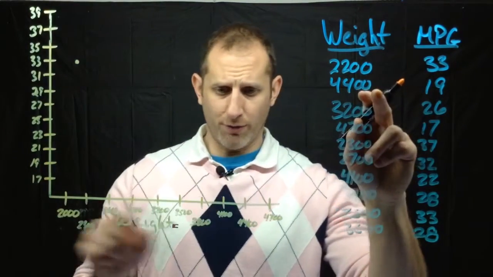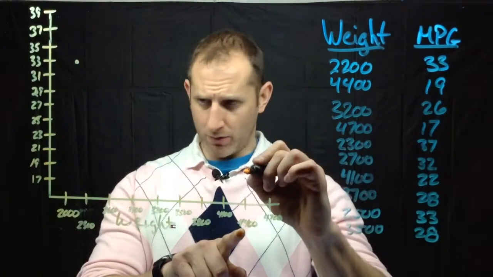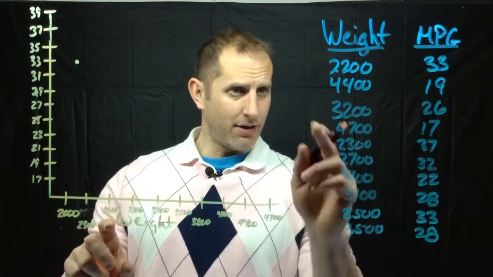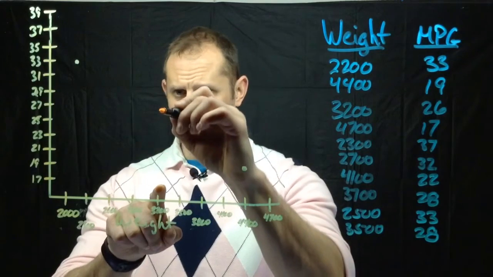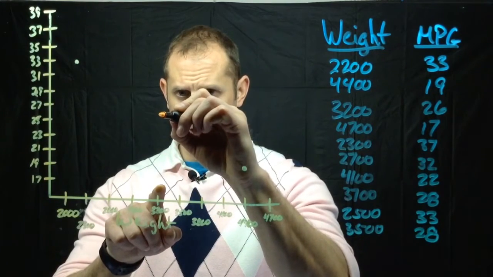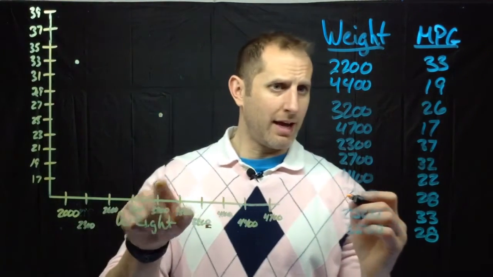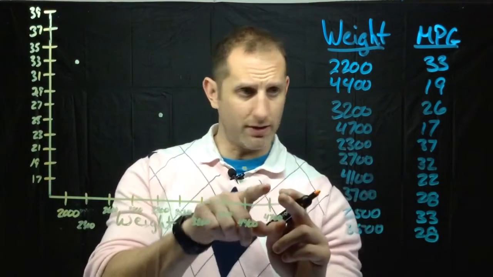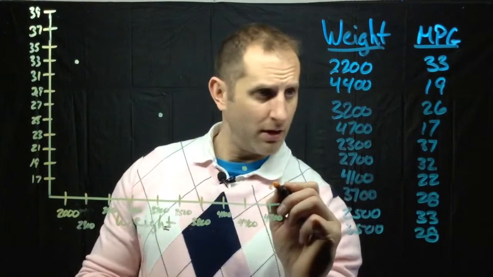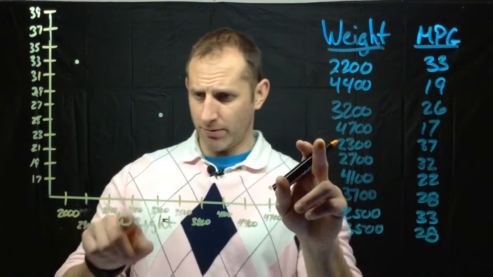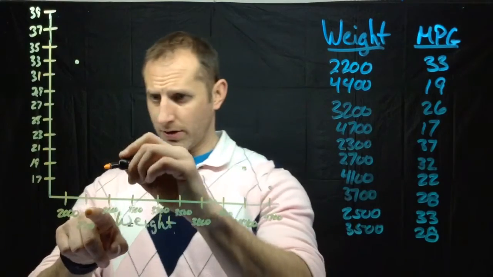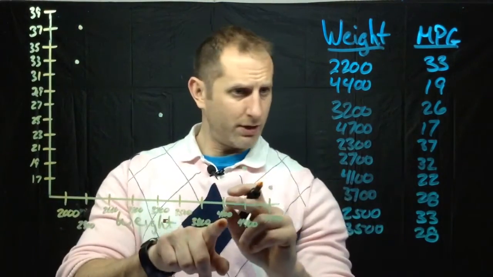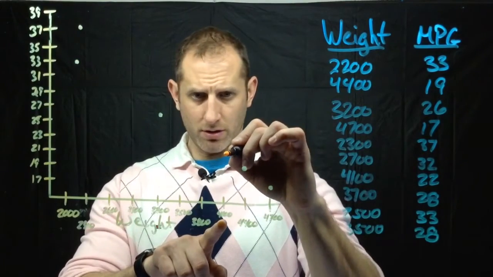Then I'm going to go 4400 and I'm going to go to 19, which would be roughly about there, 26 and 32. So 32 would be there, 26 would be in the middle of 27 and 25. And all I'm doing is plotting these points the way that they're written. So 4700 would be 17. 2300 is here, and it's 37. 4100 is 22.